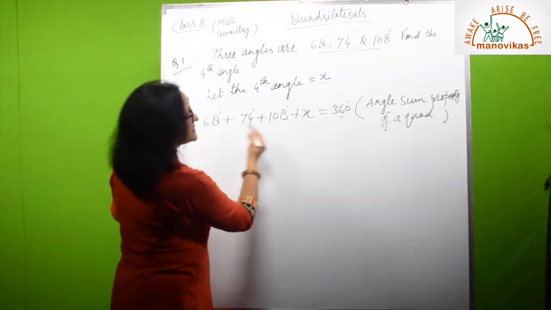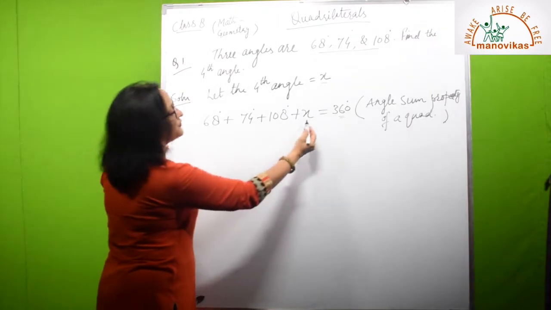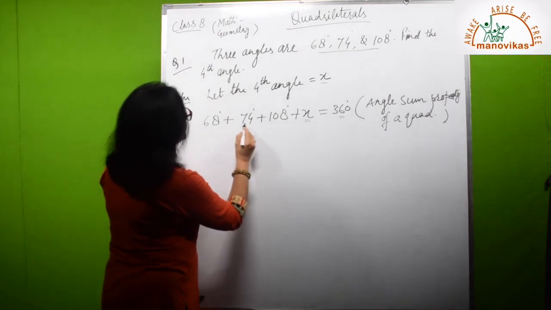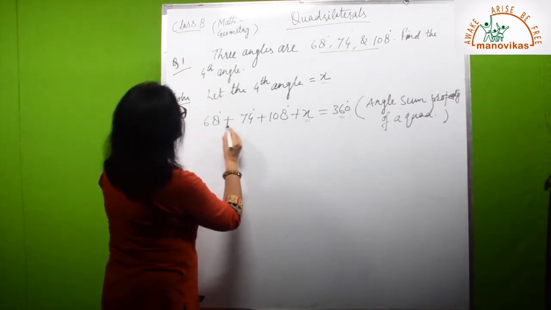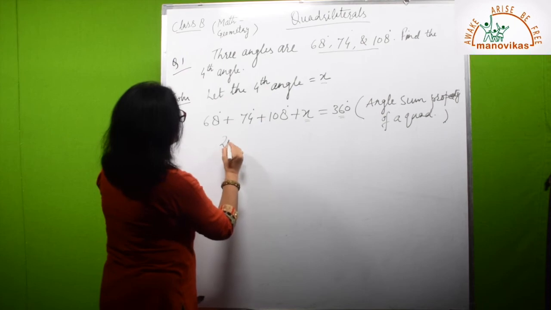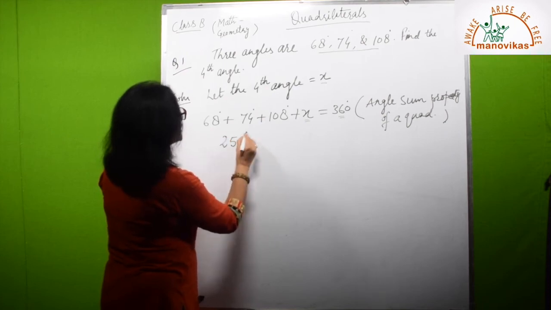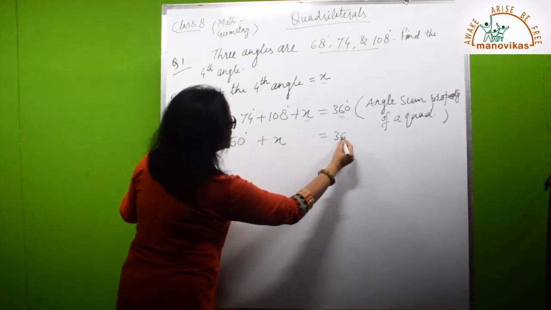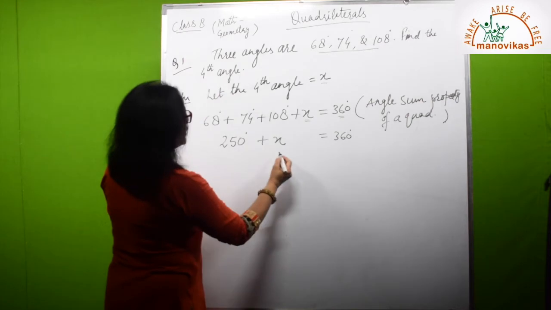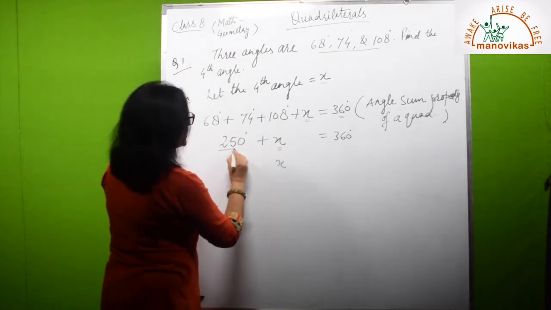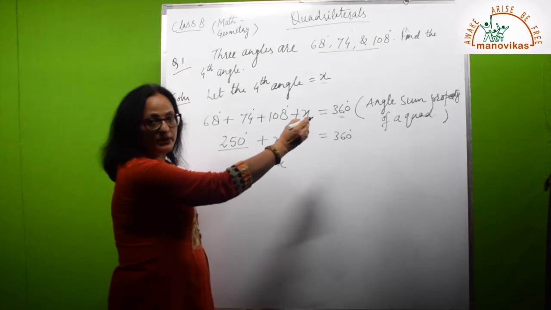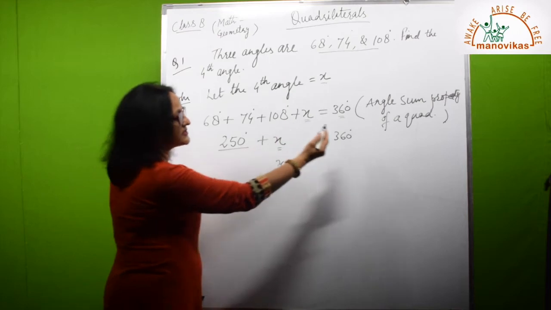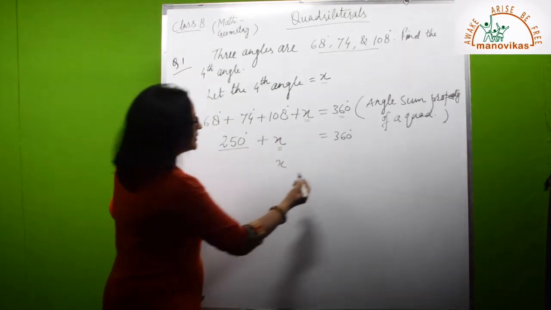Now you can simplify. This is a linear equation and you have to find the value of this variable x. As we solve the linear equation, you add all these three numbers. If you add all these, it is equal to 250 degrees plus x, which is equal to 360 degrees. Now x is to be found. So this 250 degrees should be transposed to the right hand side because it is in addition with x. On the other side it will go in subtraction.